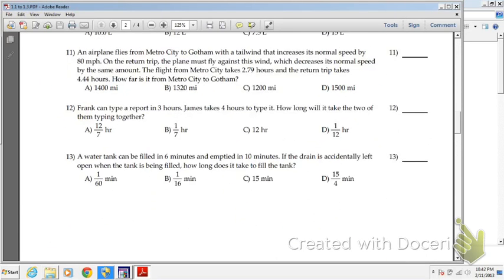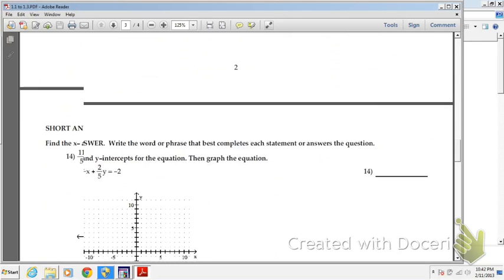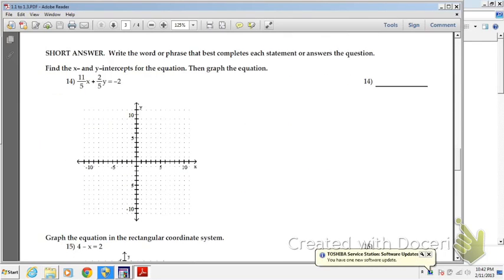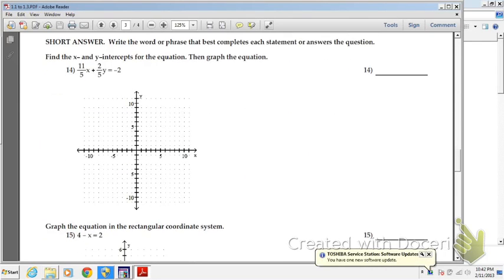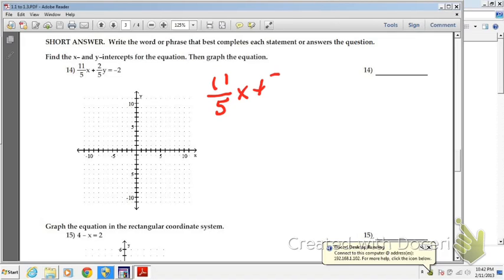So that's basically, we did all the word problems in the last podcast. So I'm basically going to start here, which really is a lot of the reviewing of graphing concepts that would have happened to you in the course before. So, okay, let's start off with this first problem, and I'm actually going to rewrite it over here. It says 11/5 x plus 2/5 y equals -2, and the directions say find the x and y intercepts for the equation and then graph the equation.